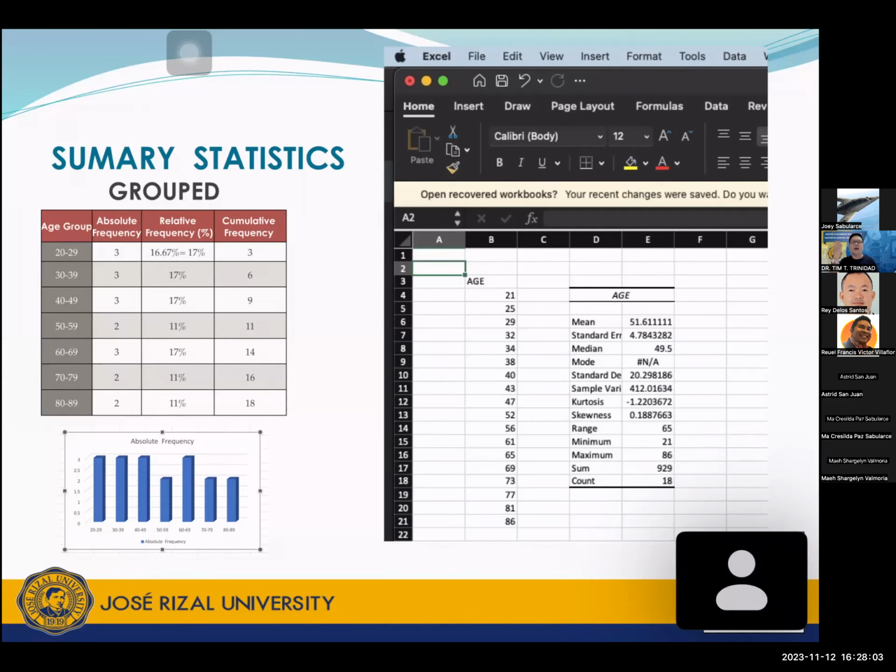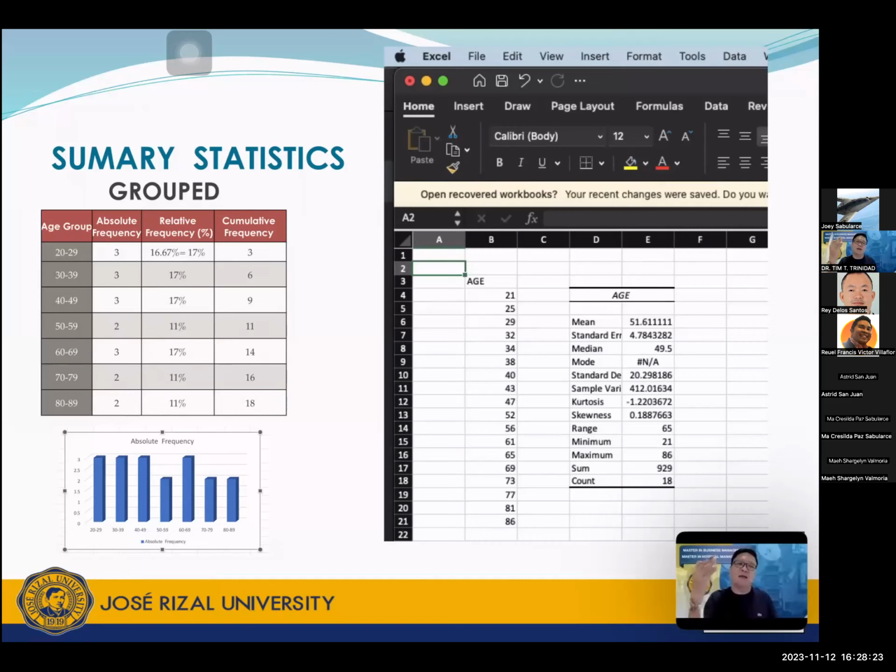By describing it in terms of measures of central tendency: mean, median, and mode. Or measures of dispersion, which are the range, variance, and standard deviation.